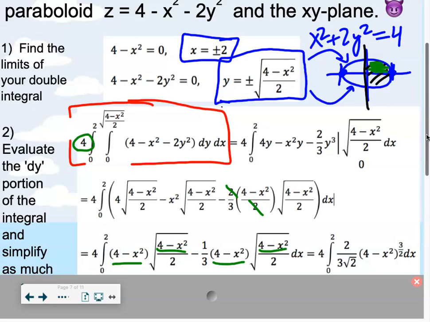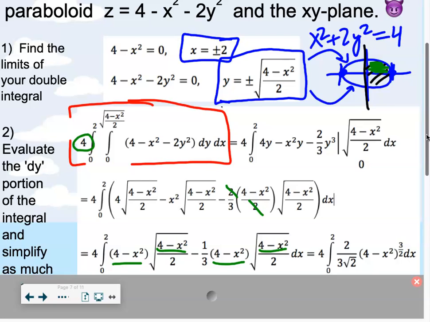I'm going to do it on the board. All right, so we have 4 minus x squared times square root of 4 minus x squared over 2, minus 1/3 times 4 minus x squared times square root of 4 minus x squared over 2, right? I'm just rewriting what's there without the integral stuff.